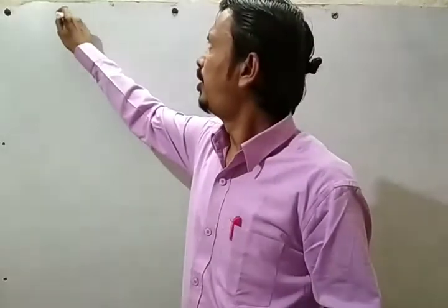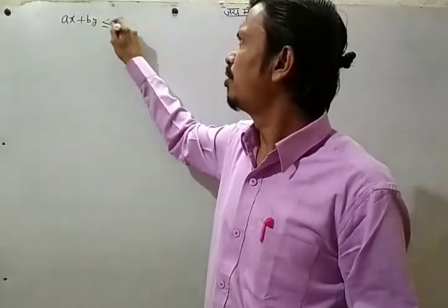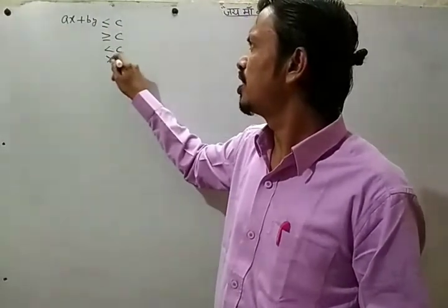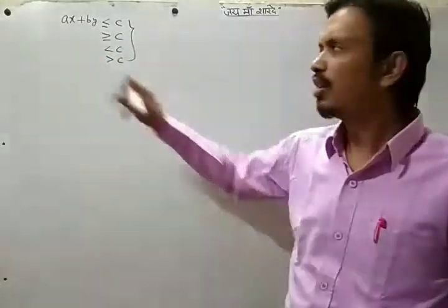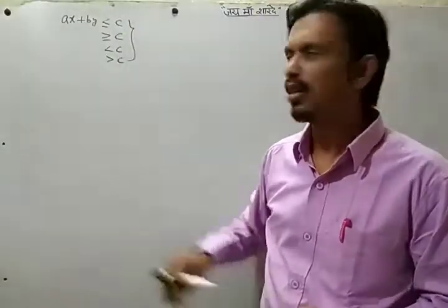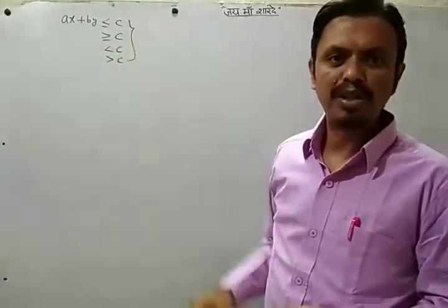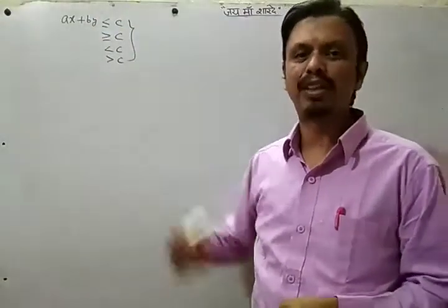We know that ax plus by less than or equal to c, or more than or equal to c, or less than c, or more than c. These are our inequalities in two variables. x and y are our variables. Okay? So these are inequalities in two variables, and we will find their solution by graph method.